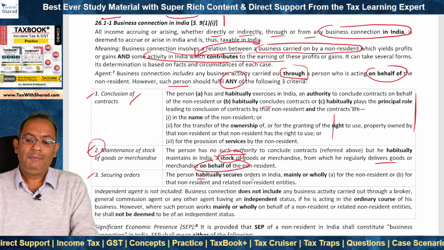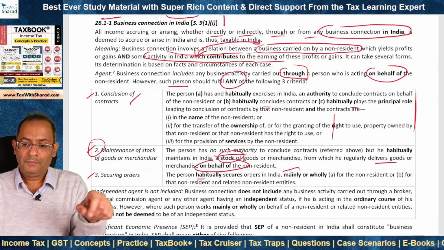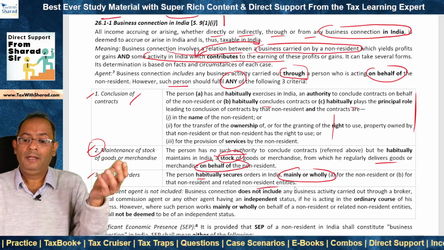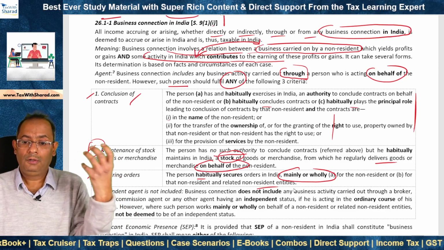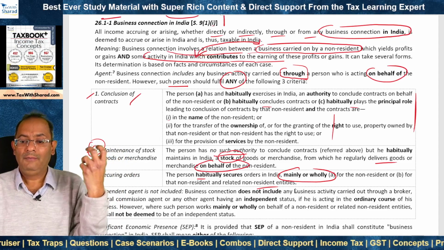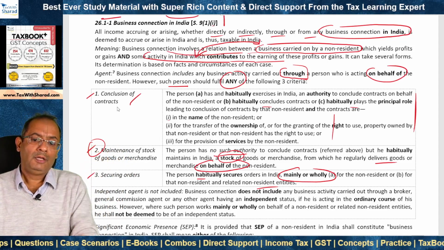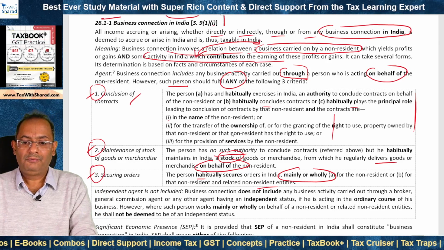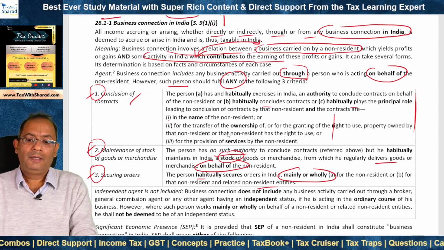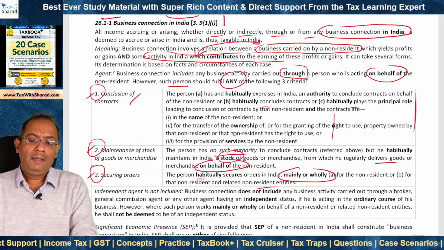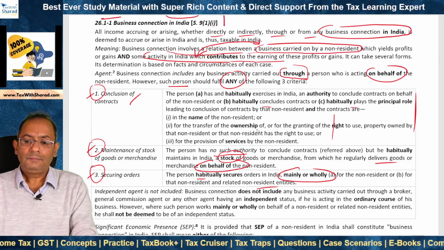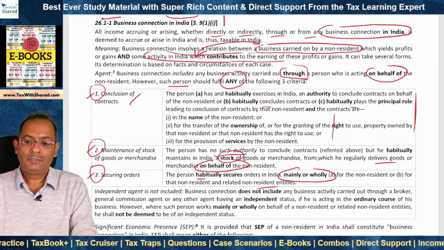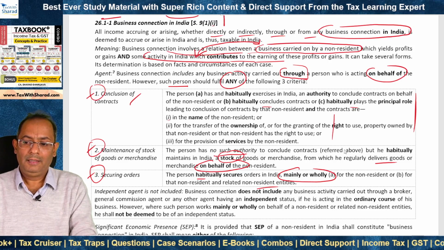Similarly, where the person habitually secures orders in India, mainly or wholly for the non-resident or entities which are related to such non-resident, then also the non-resident will be said to be having a business connection in India. So if any of the 1 or 2 or 3 criteria is satisfied, then the non-resident is said to be having a business connection in India, because there is an agent involved who is carrying out some activity for the non-resident.